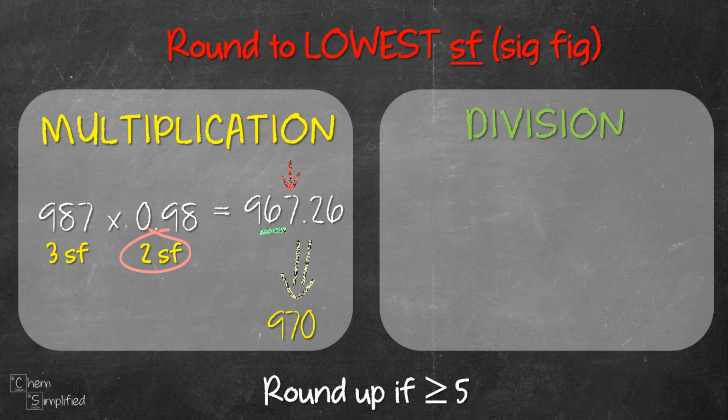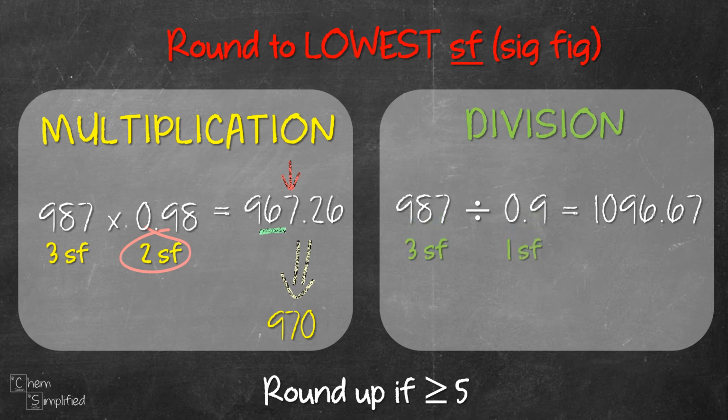Looking at the division example, we have 987 divided by 0.9. We follow the same rule, which is to round off to the lowest Sig Fig. So the first number, 987, has 3 Sig Fig, and the second number only has 1 Sig Fig. So therefore, our answer is going to be in 1 Sig Fig. So when we take these two numbers and we divide, we get 1096.67. Rounding it off to 1 Sig Fig, that means we need to look at the second digit, which is 0. 0 is less than 5, so that means we don't need to round up. So presenting the answer in the correct Sig Fig form is going to be 1000.